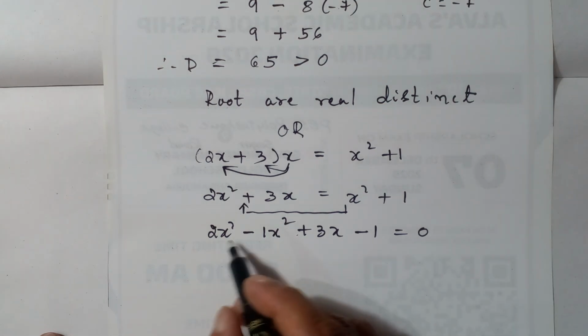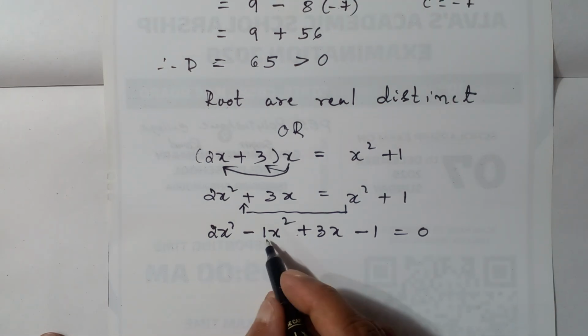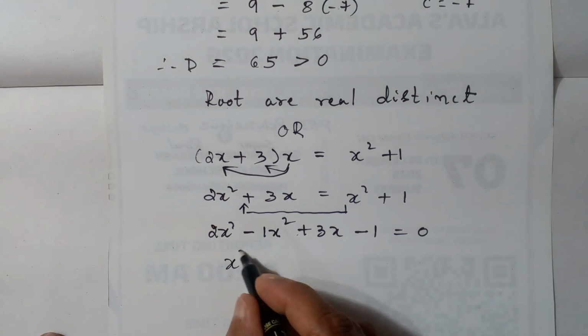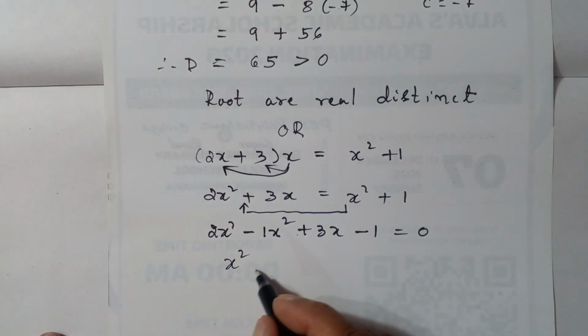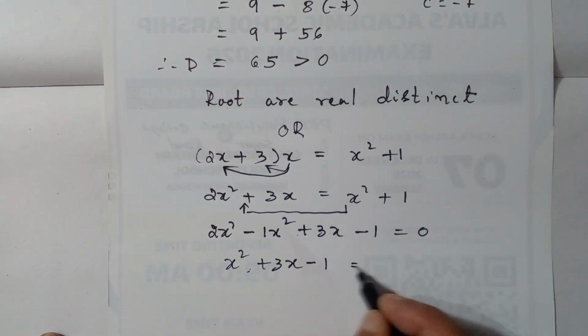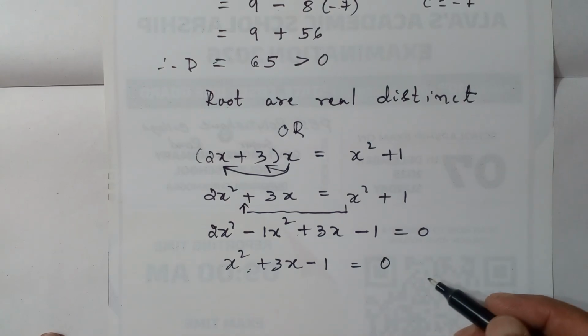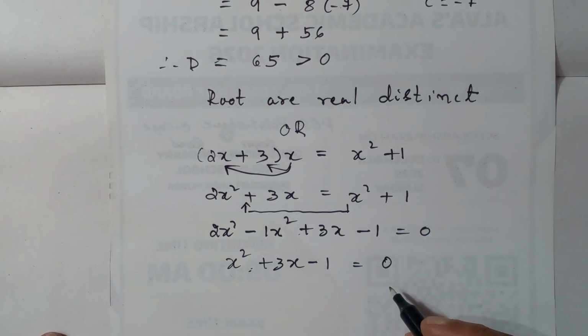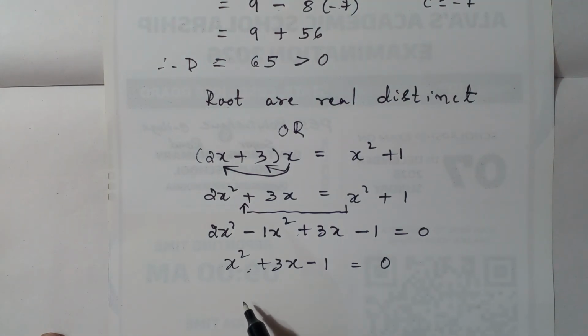Then what thing is happening? That is 2x square minus 1x square. Subtract 1x square from 2x square. We are getting 1x square only. After that plus 3x, minus 1 is equal to 0. This is the standard form of the quadratic equation. Okay.